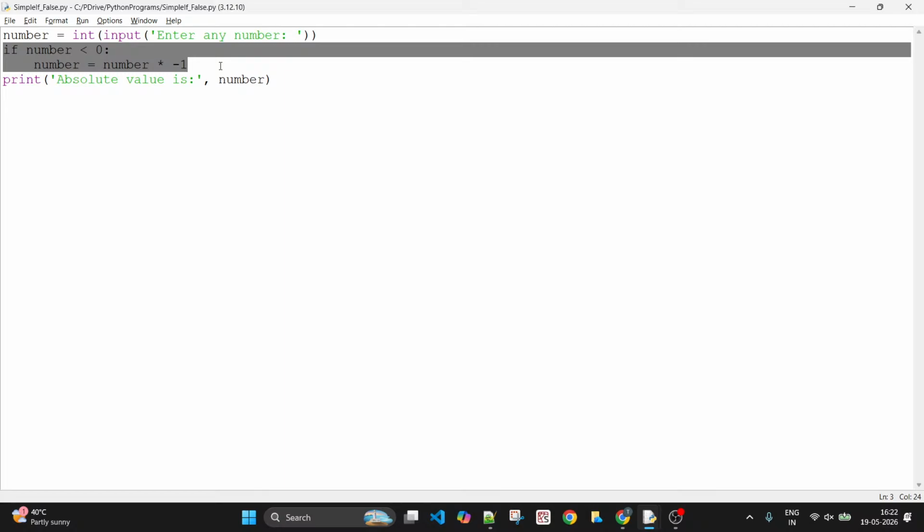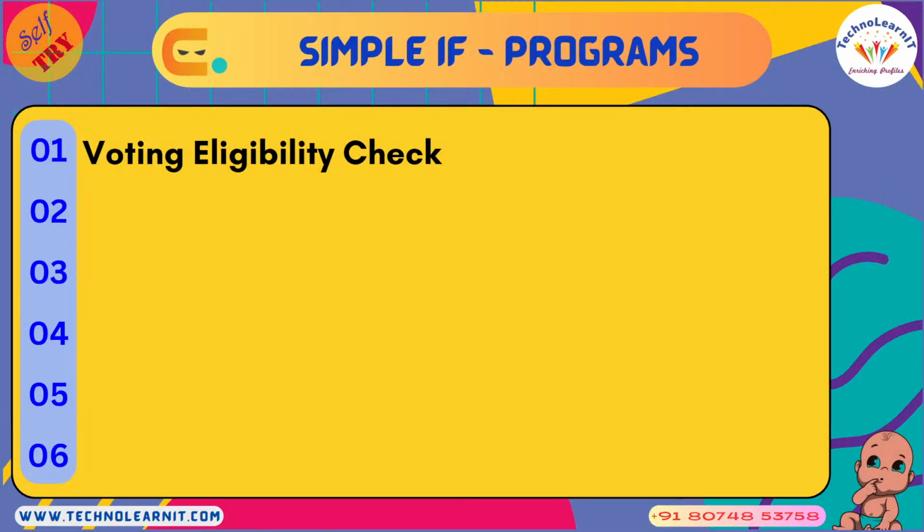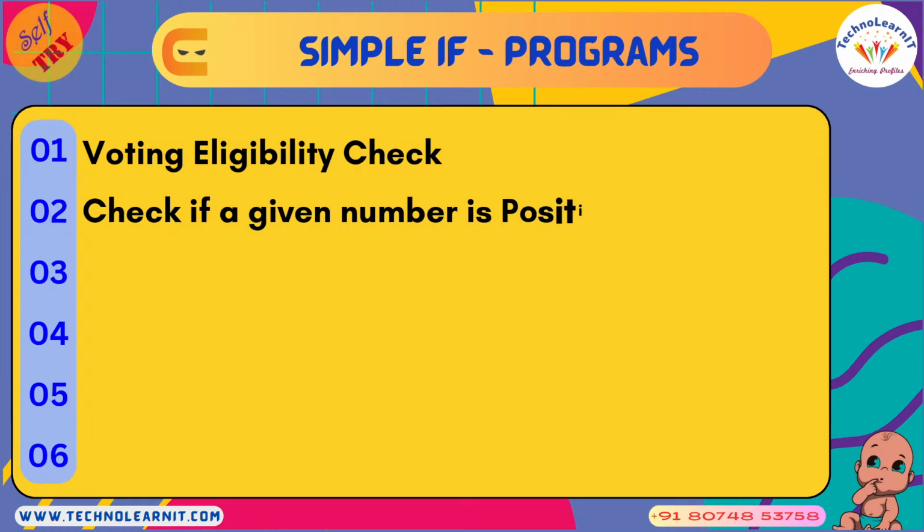All right. And to check whether the person is eligible for voting or not, you can use simple if, or more conveniently, you can use if else. All right. So with this, we have completed the code to check whether the person with given age is eligible for voting or not. Let us move on to the next program.